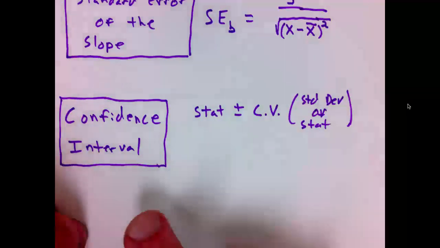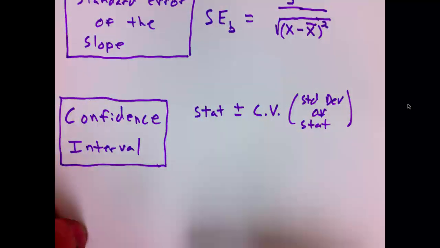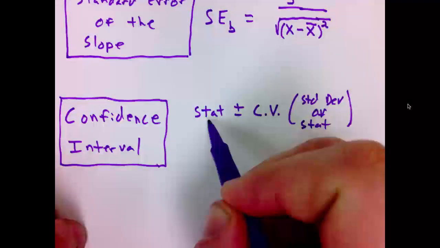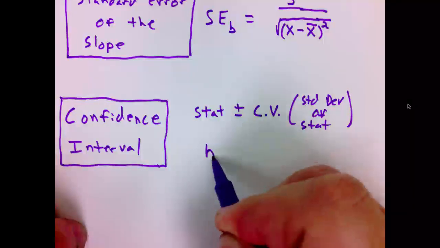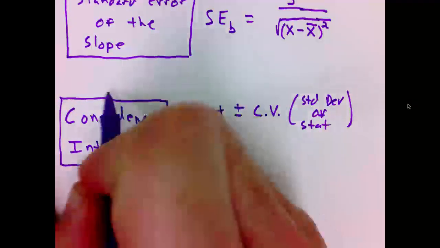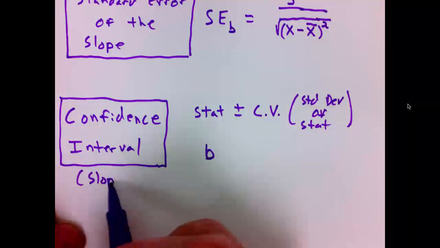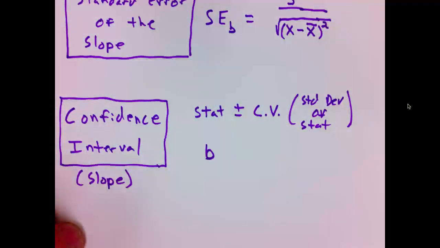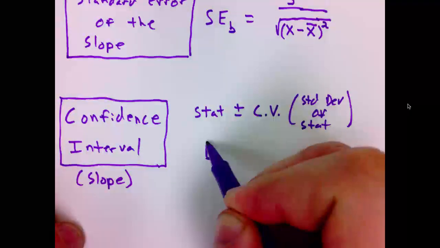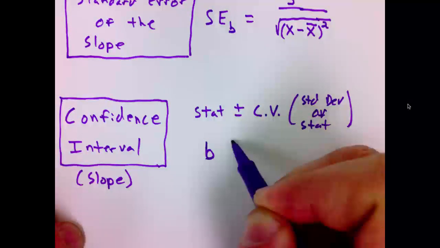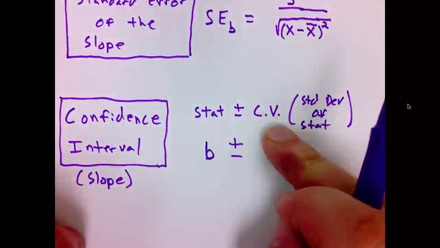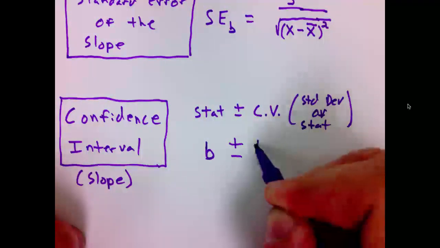Well, we're going to be inferring about the slope. The model has slope and y-intercept, but we're going to be concerned with the slope. So our statistic for slope, again, is b. The confidence interval we're going to be dealing with is a slope confidence interval. So the statistic for our slope is b, plus or minus the critical value. Well, it's going to be a t star.